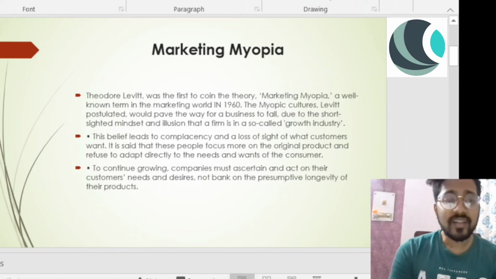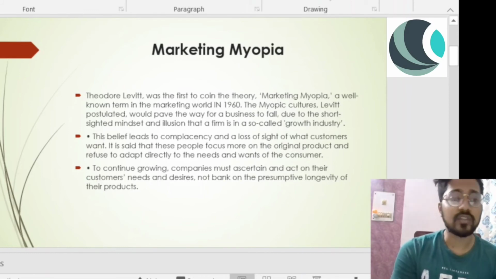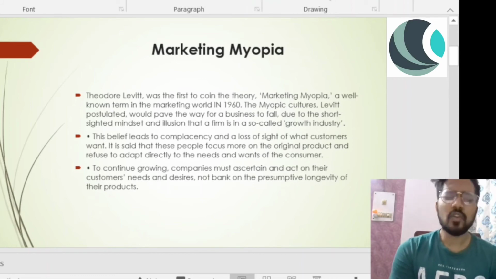To continue growing, companies must ascertain and act on their customer needs and desires, not bank on the presumptive longevity of their products. So you need to know, okay, there are some changes. The consumers are looking for something new and different, and we need to know about that. The companies need to ascertain and act on their customer needs and wants, and not bank on the presumptive longevity of their products. So that's a big no for any company.